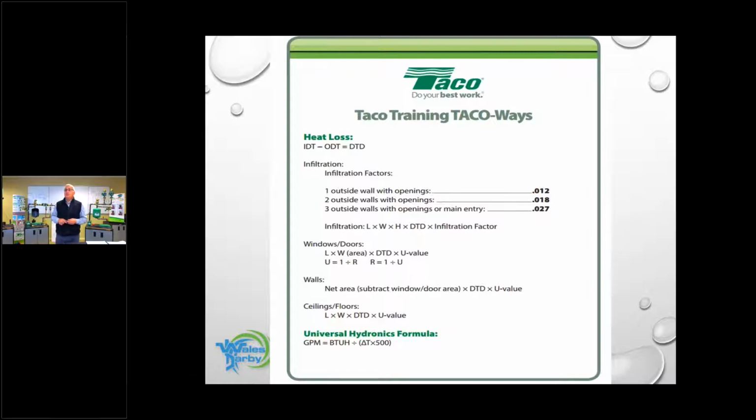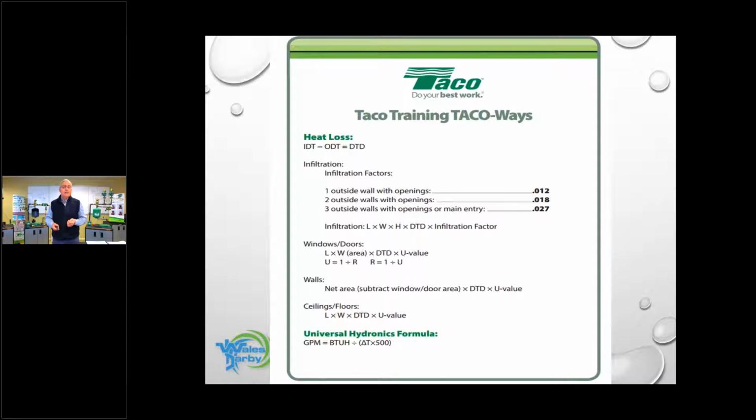So first things first, you see it says heat loss. IDT minus ODT equals DTD. Not easy to say at 7 a.m. IDT is indoor design temperature. What do you want to attain in that room? If I was doing radiant, we want to really shoot for 65, maybe 68. If we're doing baseboard or hot air, we're talking maybe 68, 70, 72. So that is important. What is your target, right? So for today, we're going to use 70.